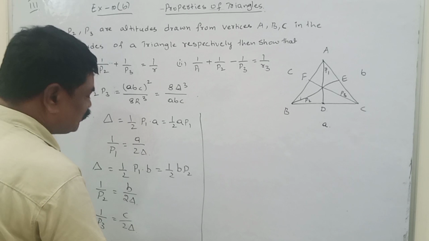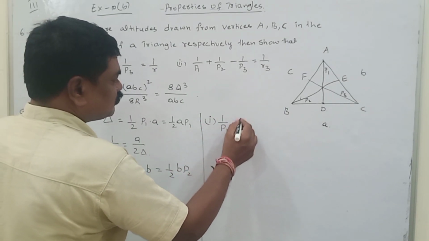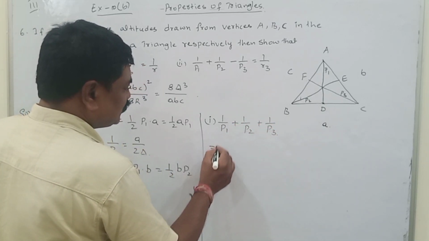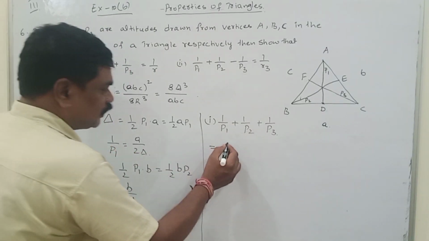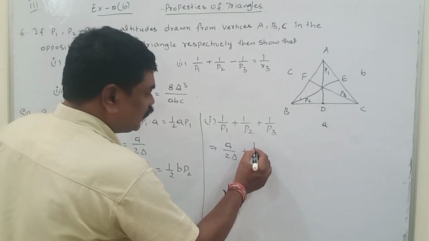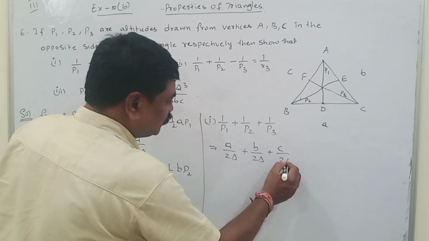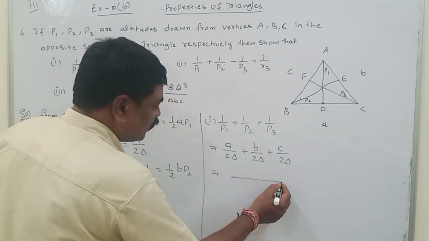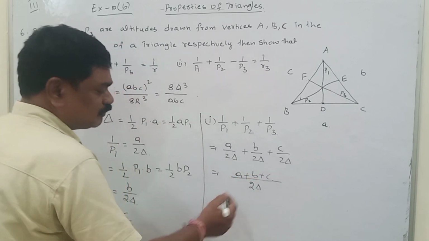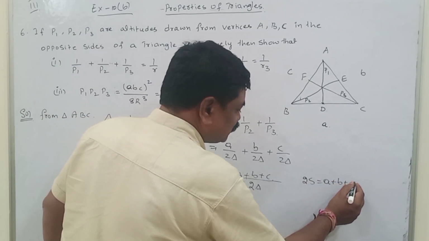So what is the first problem here? First problem: 1 by P1 plus 1 by P2 plus 1 by P3. What is 1 by P1? a by 2 delta. What is 1 by P2? b by 2 delta. What is 1 by P3? c by 2 delta. So totally, 2 delta LCM, a plus b plus c. What is a plus b plus c? 2S is equal to a plus b plus c.